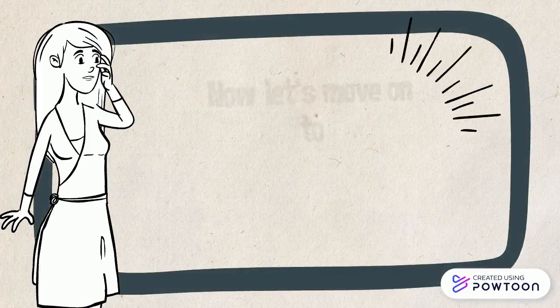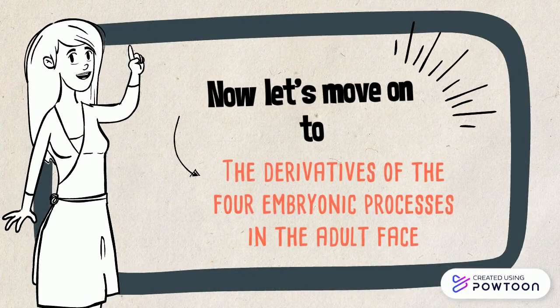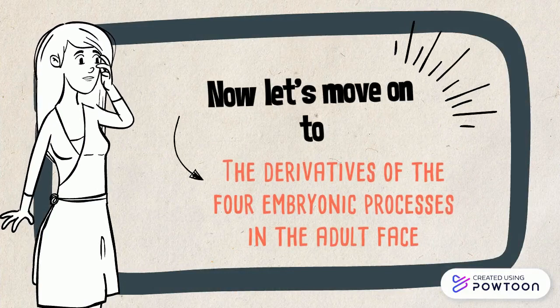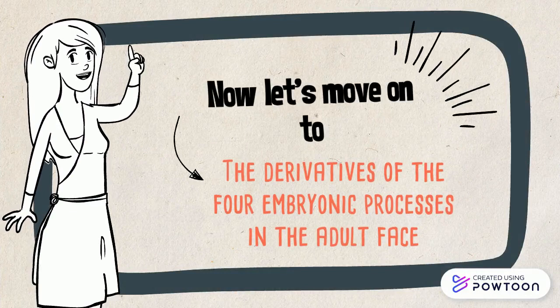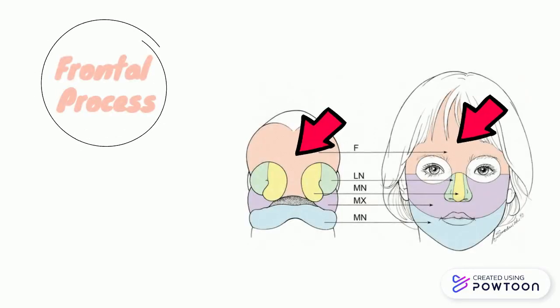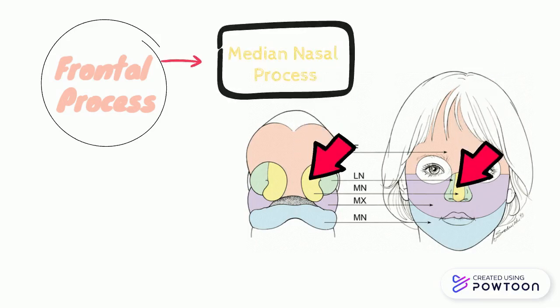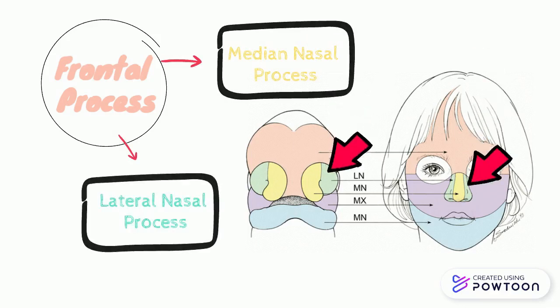Now let's move on to the derivatives of the 4 embryonic processes in the adult phase. The frontal process gives rise to 2 other processes: the median nasal process and the lateral nasal process.